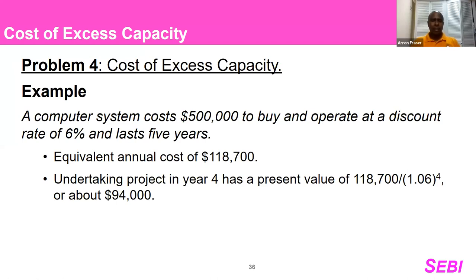Right, so in terms of excess capacity, say if it will operate for 5 years, well, if you can buy for 500,000 that lasts 5 years, the equivalent annual cost is the same process that we went through. And if you wait and undertake the project in 5 years, then you just take the annual equivalent cost and discount it by the 4 year discount factor, and that will give you the present value now.